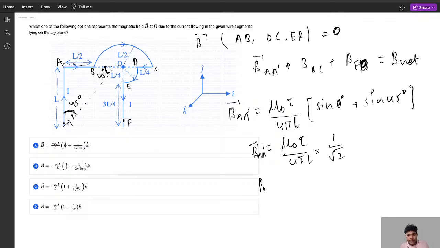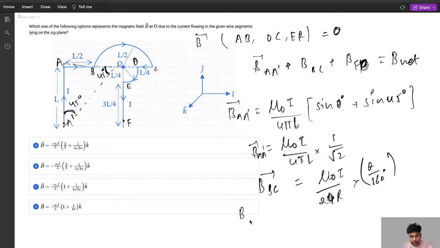Now we find the B due to BC, the semicircular loop. That is mu naught I upon 4R, or that is 2R into theta by 360. If you go through the basic formula, B due to BC is equal to mu naught I upon 2R into 1 by 2, as theta is 180 degree here, right? And what is R? That is L by root 2 from here. Let me write on the next page.